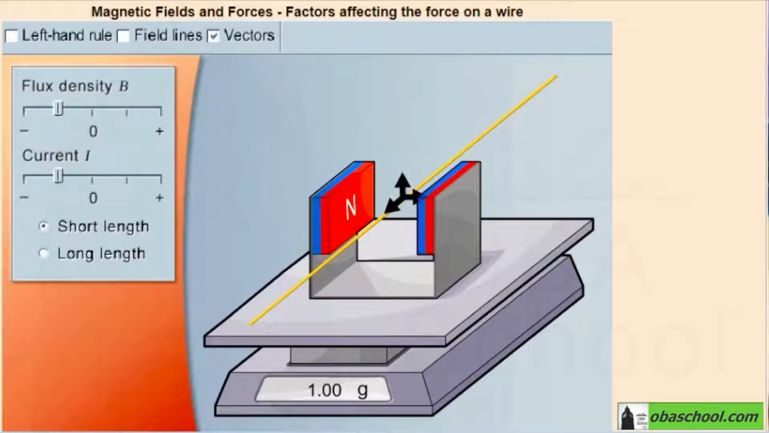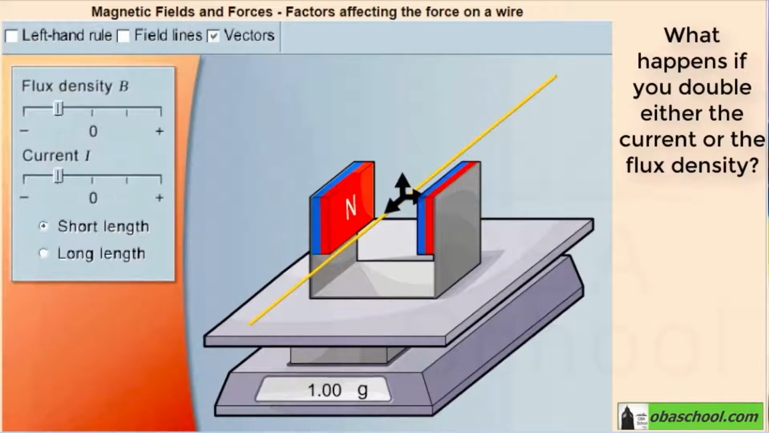In this interactivity, we're going to study the factors affecting the force on a wire. What happens if you double either the current or the flux density, by moving the relevant slider to the far left? So first, let's see what happens if we double the current by moving it one step to the left.